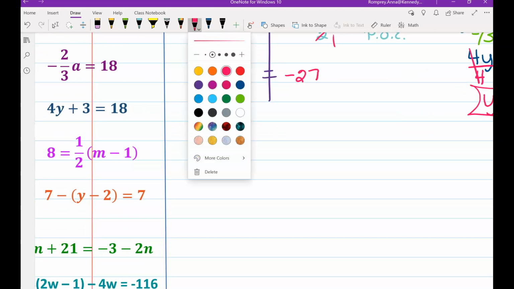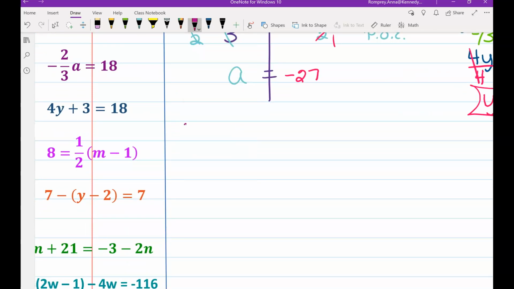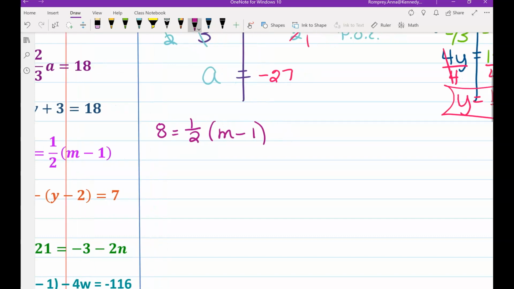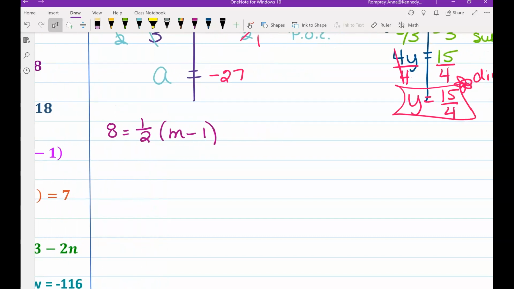8 equals 1/2 times m minus 1. Ooh. Alright, let's try it out. So 8 equals 1/2 m minus 1.